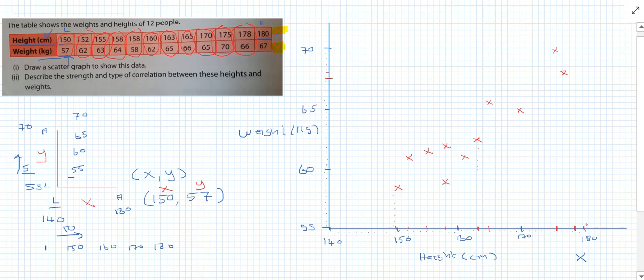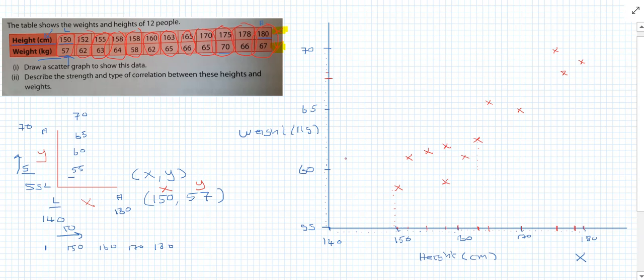So 180 is here on the x-axis, and then on the y-axis it has to be 67. So it's going to be about here. Okay, so there's all your points. So we've plotted all the points on this graph, and this gives us what's known as a scatter graph, and then what we can do is start interpreting this as well.